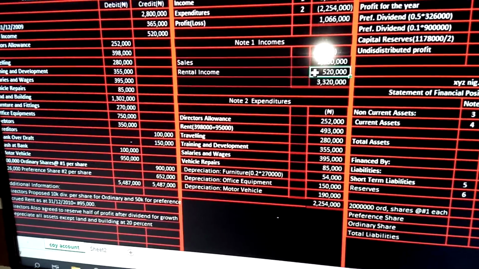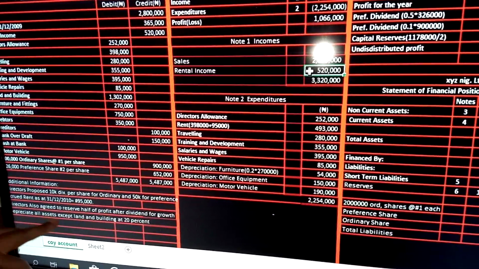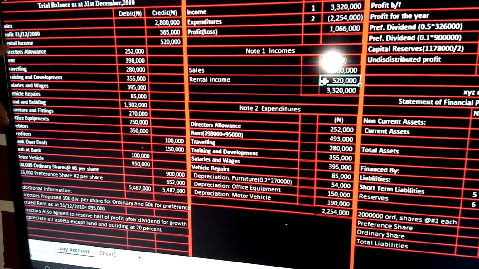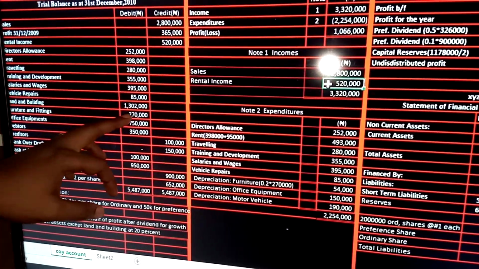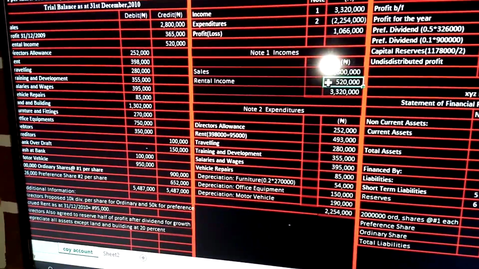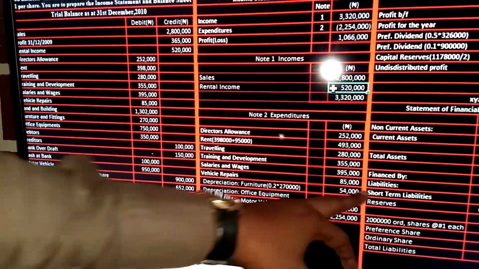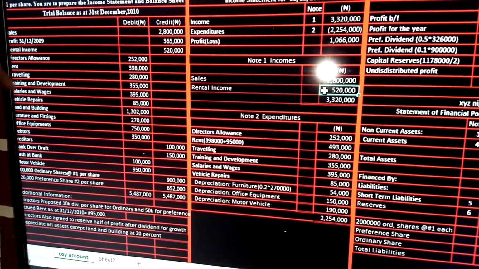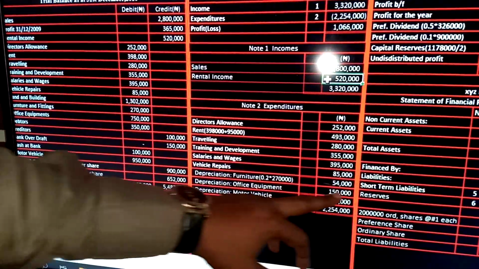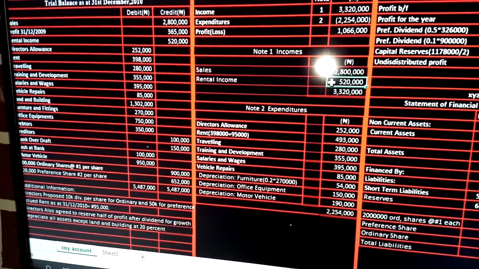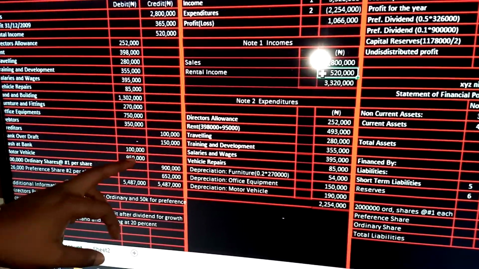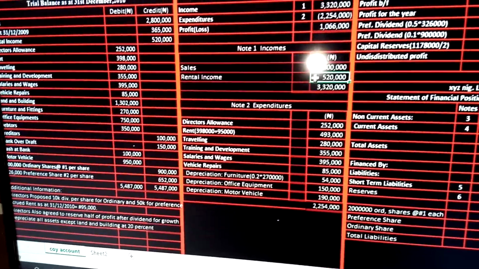But we have depreciation. They said depreciate all assets except land and building at 20%. Okay? So what's the first item there? We have furniture and fittings, 270,000. 20% of 270,000 is 54,000. That's 0.2, or 20 divided by 100 times 270. That's 54,000. The next one is office equipment, 750,000. 20% of office equipment is 150,000. The next one is motor vehicle, 950,000. 20% of 950,000 is 190,000.